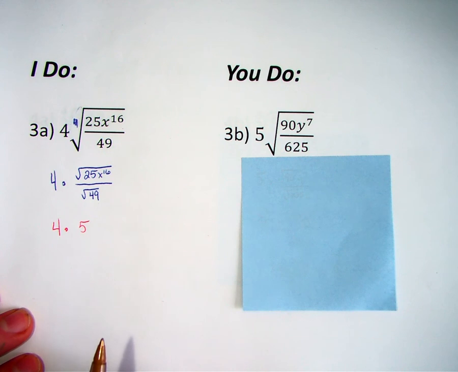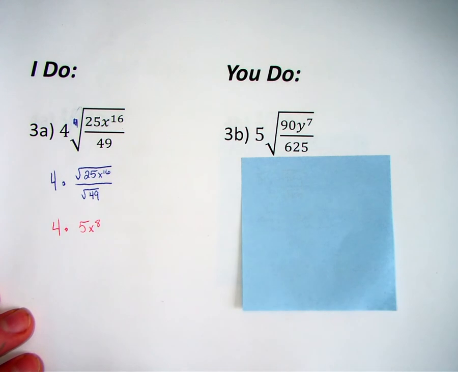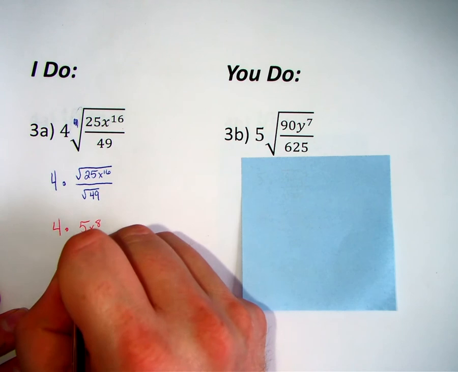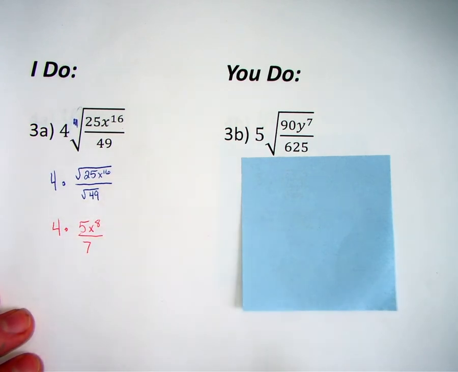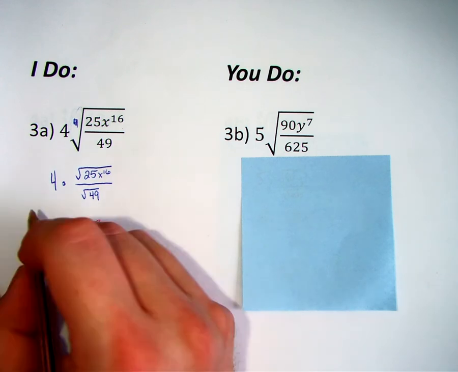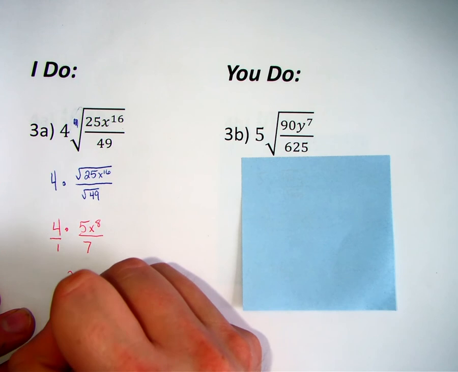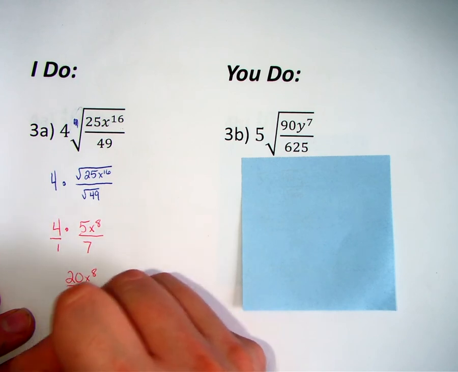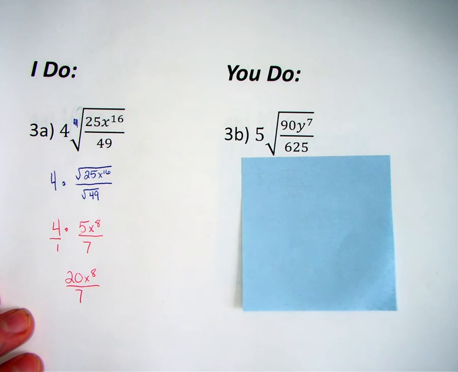X to the 16th to the 1/2 power. Well, half of 16 is 8, so that's x to the 8th power. Both of those have come out of the radical. Over top of root 49, that's 7. At this point, we simply clean up the problem by multiplying across the top, multiplying across the bottom. 4 times 5 is 20. X to the 8th. 1 times 7 is 7. So our final answer is 20x to the 8th over 7.